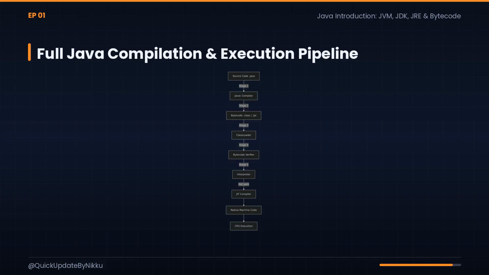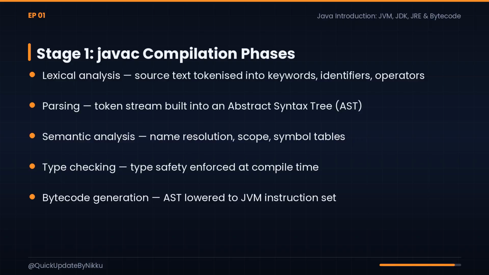Every professional Java developer should be able to describe this pipeline without hesitation. Source code enters the Java compiler and exits as platform-neutral bytecode. The class loader brings that bytecode into the JVM, the bytecode verifier validates its safety, and then the interpreter begins executing it. As the JIT identifies hot methods, it compiles them to native machine code, giving Java its characteristic warm-up followed by near-native throughput.